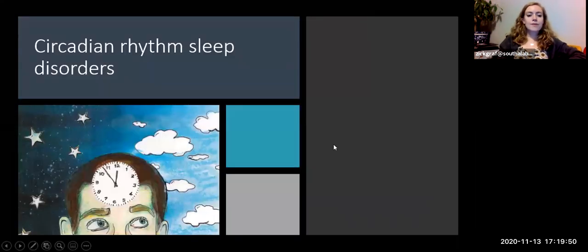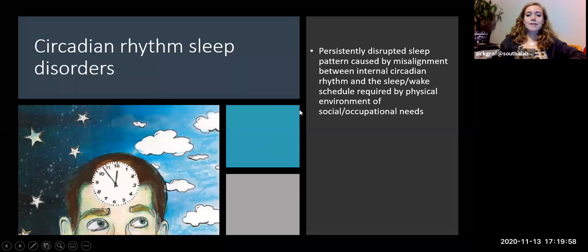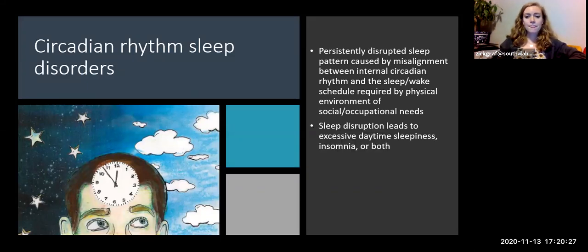Okay, so two more dysomnias, and then we're going to talk about some parasomnias. The next one is circadian rhythm sleep disorders. This is when someone has a persistently disrupted sleep pattern caused by a misalignment between their internal circadian rhythm, their internal clock, and the sleep-wake schedule of the society around them. So what's required by their job or their social life, or even outside of those factors, if they have a nocturnal sleep-wake schedule, but they live in a big city and can't afford blackout curtains and sound canceling machines, that would be impairing too, because it's a mismatch with the environment.